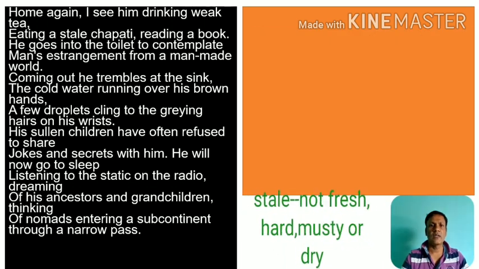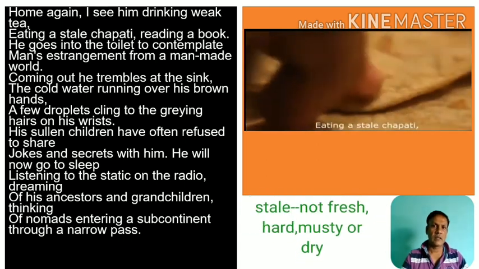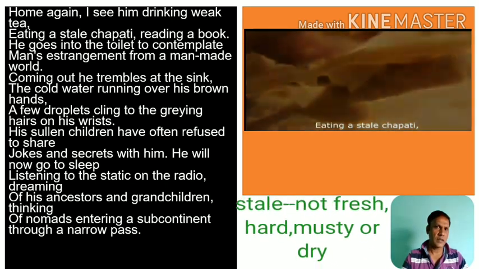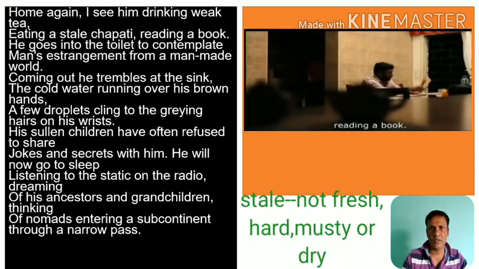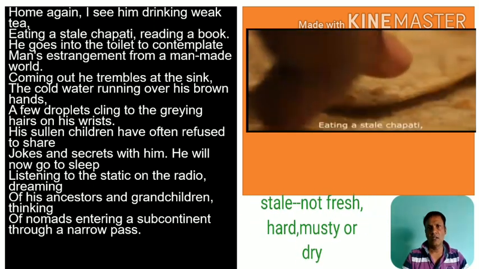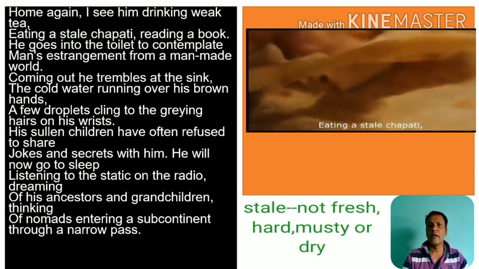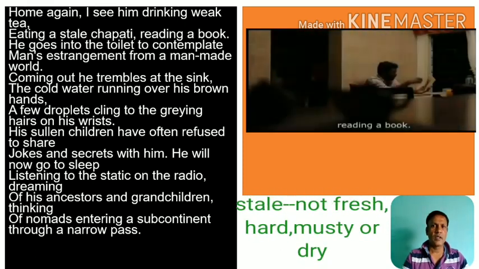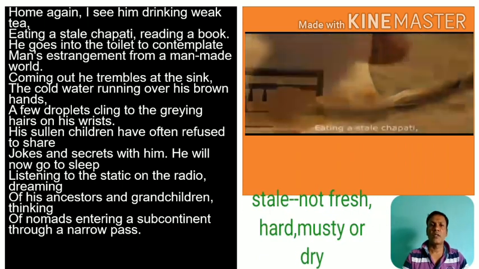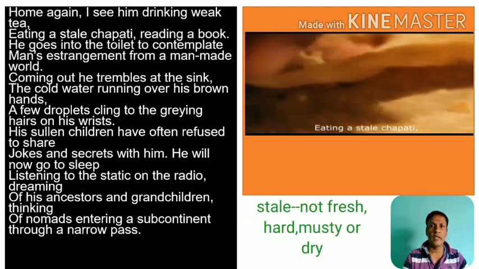The poet sees his father reach home again like the other days. Then he sees him drinking weak tea and eating stale chapati. It is not the strong tea, it is not the fresh chapati. He has to drink the weak tea. He has to eat the stale chapati. The poet shows how nobody cares for him even at home. Even at his own home, nobody cares.